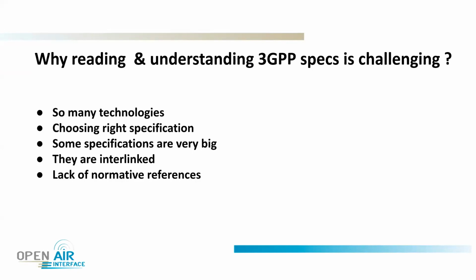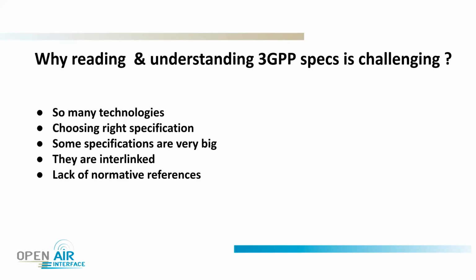Then some specifications are very big, like for example, if we go for the specification of RRC, it's beyond 1,000 pages. Again, each specification is interlinked, so if we start reading, you will see some references which point to another specification. Then that specification again might reference some more specifications, so they are interlinked, so it's quite challenging to follow all of them at the same time.